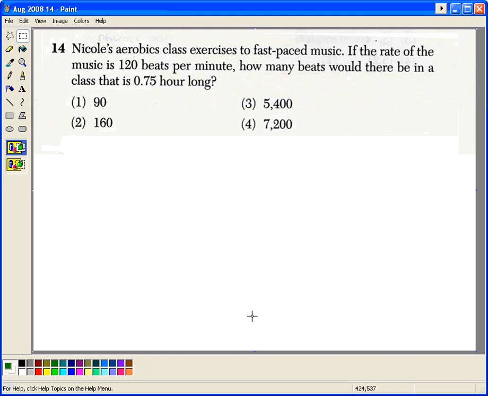Please stop the movie now. Calculate your own answer. We'll work it out when you come back.